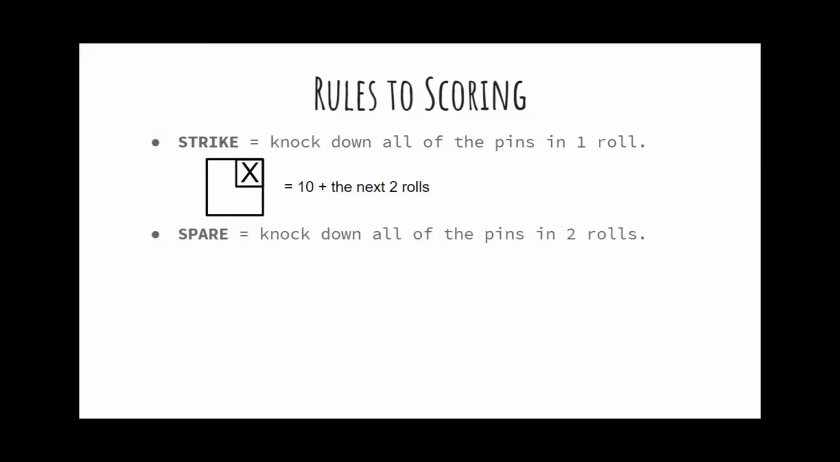A spare is when you knock down all of the pins in 2 rolls. A spare is marked with whatever number you get on your first roll in the upper left-hand corner, and then a slash in the right corner to show that you've gotten down all of the rest of the pins. A spare is worth 10 because you knocked down 10 pins plus just the next roll. So not quite as good as a strike, but still better than just adding up the pins.